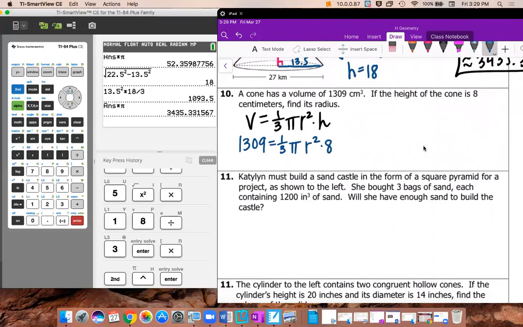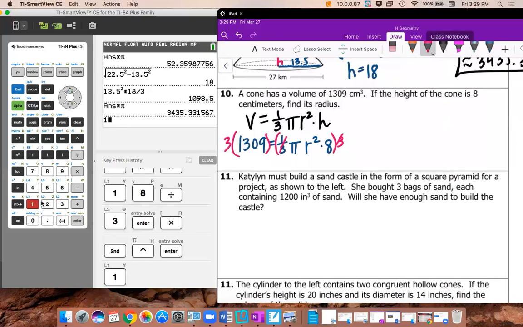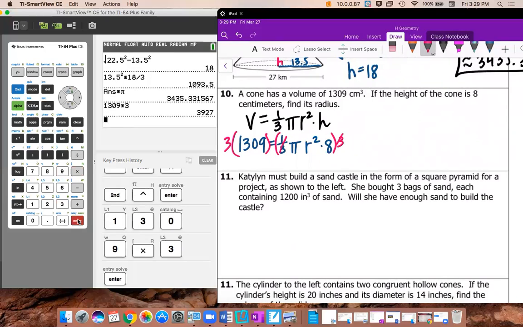because that's your height. Okay, so our goal is to get rid of everything on this side over here besides the r. So the first thing I'm going to get rid of is this 1/3. So undoing 1/3, I can multiply both sides by 3. And that's going to make the 1/3 disappear. So then if I multiply 1,309 times 3, I get that this is 3,927 equals pi r squared times 8.